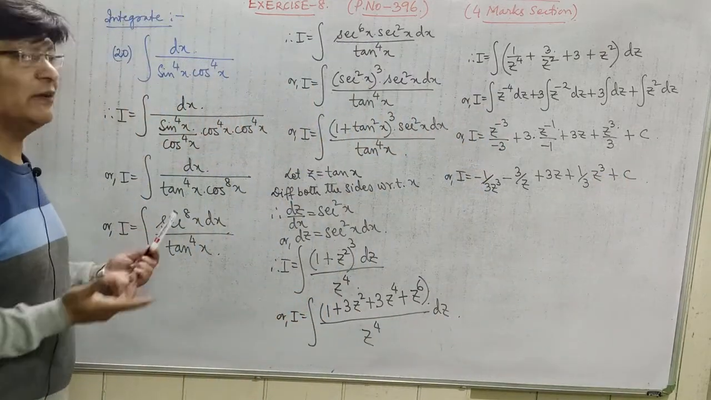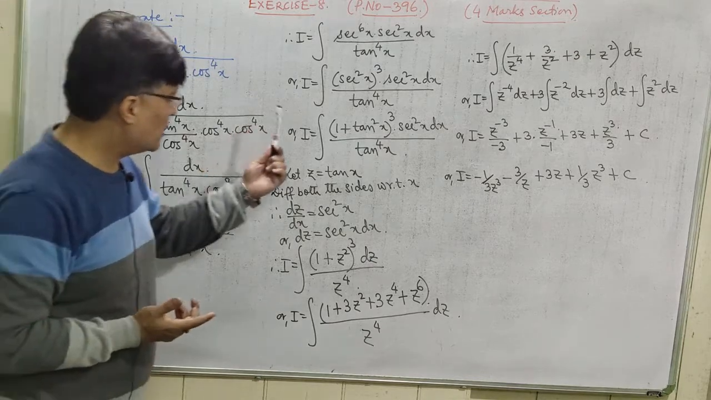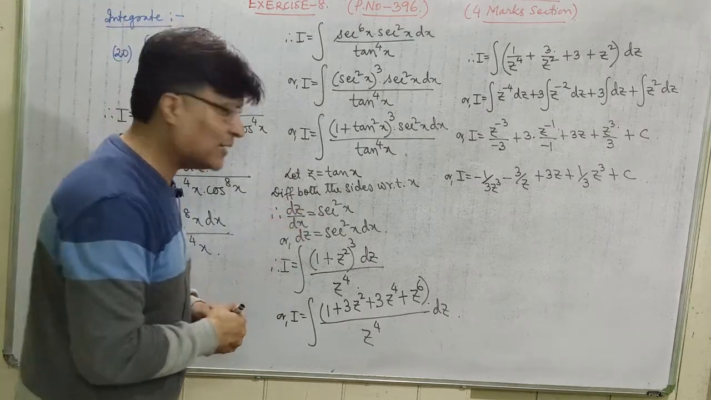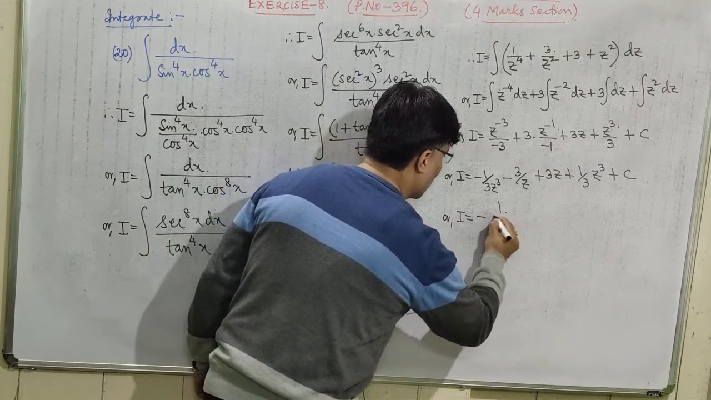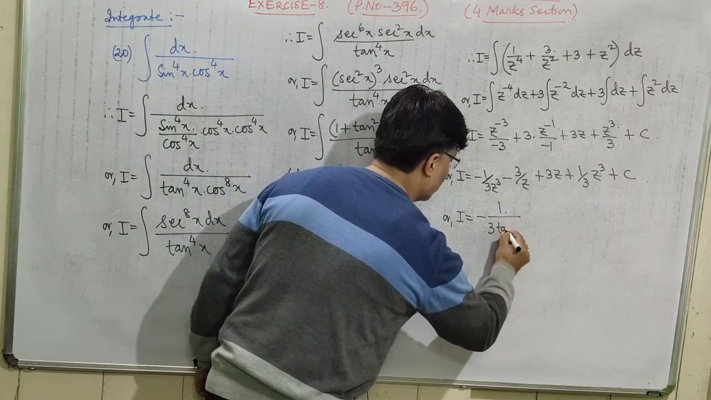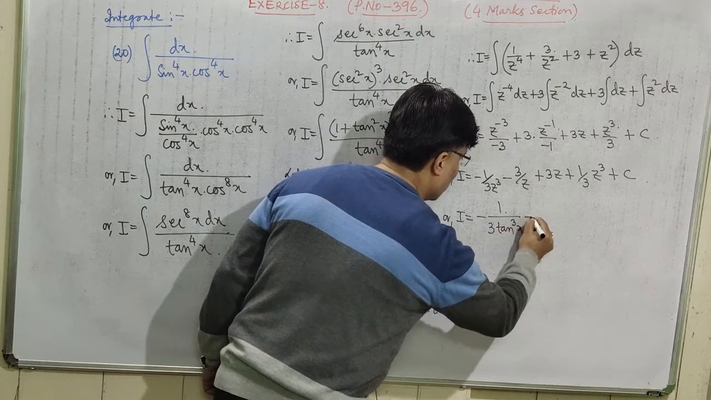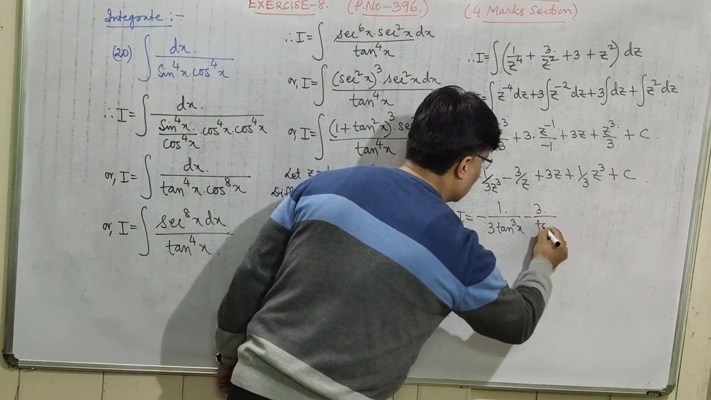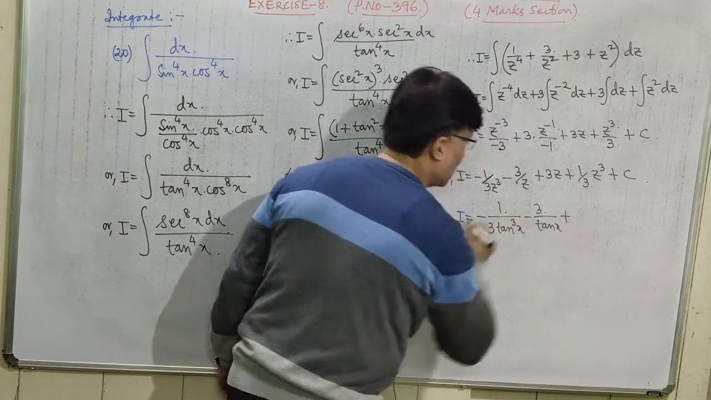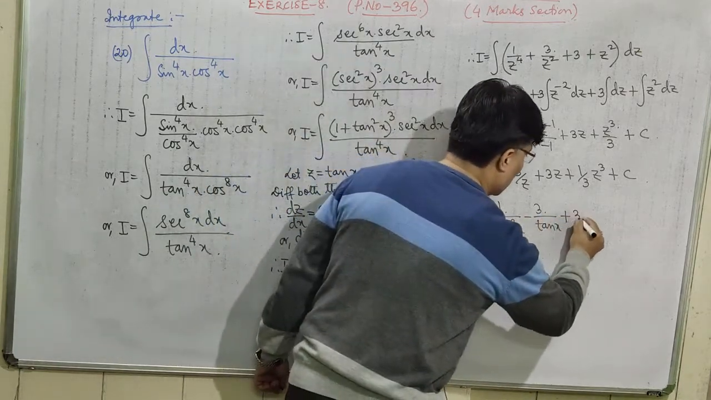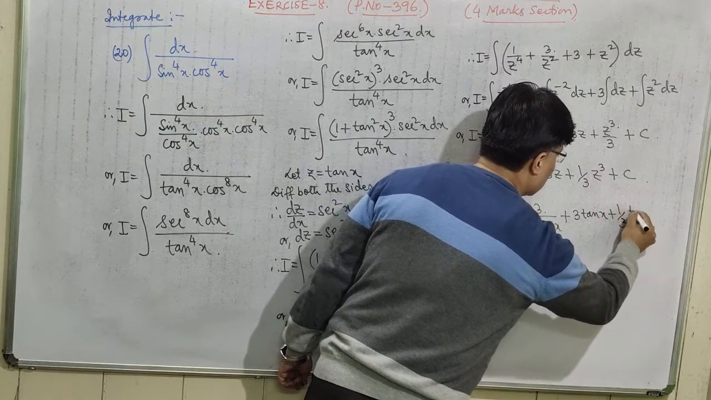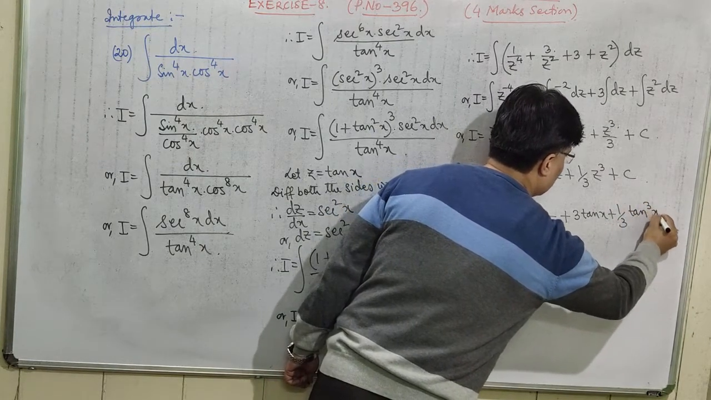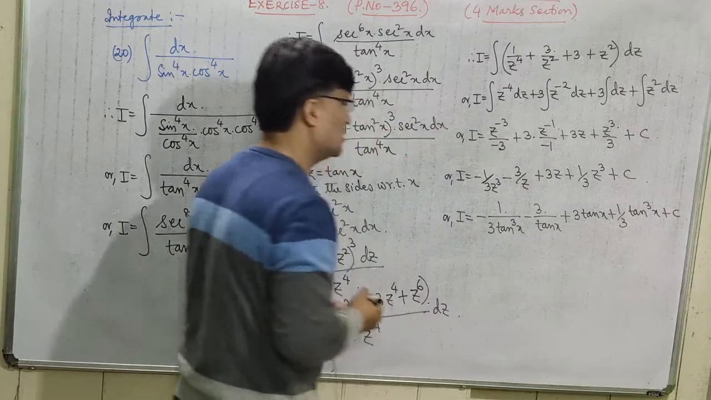So let us put the value for z now. Okay. So what is the value for z in this case? It is tan x. So I is equal to minus 1/3. What is z cube? This is tan cube x, minus 3 by z is tan x, plus 3. What is z? Tan x. Plus 1/3. What is z cube? That is your tan cube x plus c.